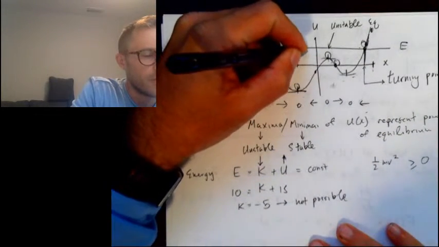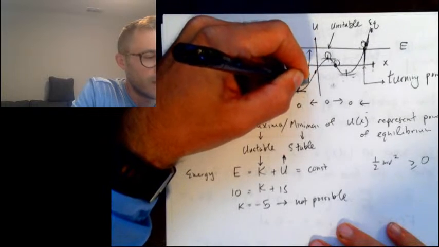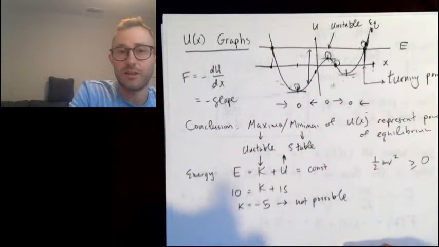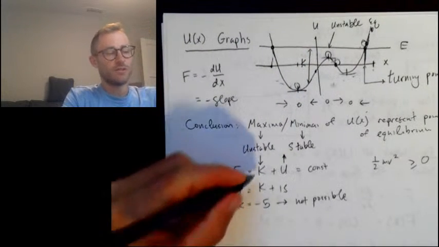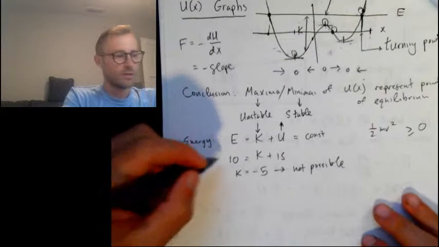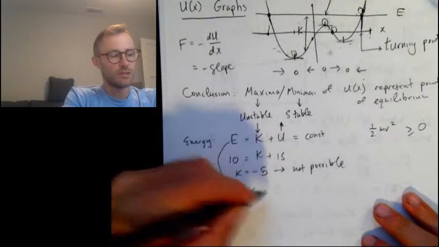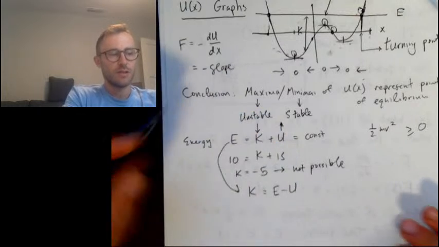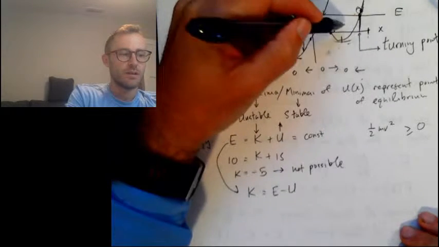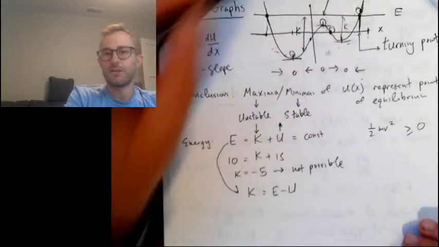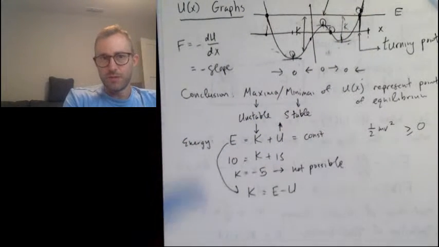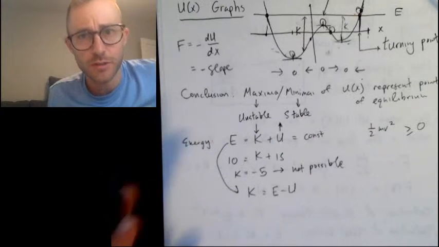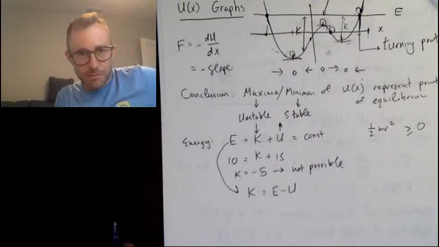The difference between the energy line and the potential energy line is the kinetic energy. So whatever that difference is, that's the kinetic energy. How can I prove that? It's very simple. I notice that kinetic energy is energy minus potential. So if I subtract these two, then I get the amount of kinetic energy. So this is how we can interpret potential energy graphs. Now here's something interesting.